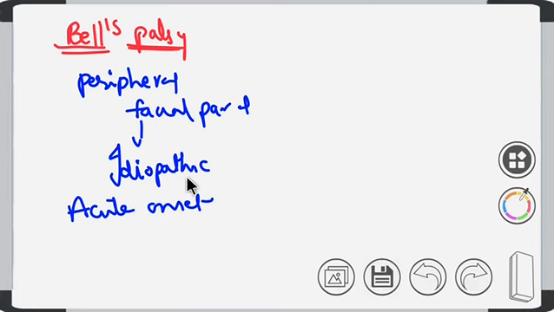If you put this in a definition form, Bell's palsy is defined as an idiopathic peripheral facial paralysis which is of acute onset. Clear? So this is the definition of Bell's palsy. As I told you, it is of idiopathic type. We don't know the cause. Okay, that is to remember.